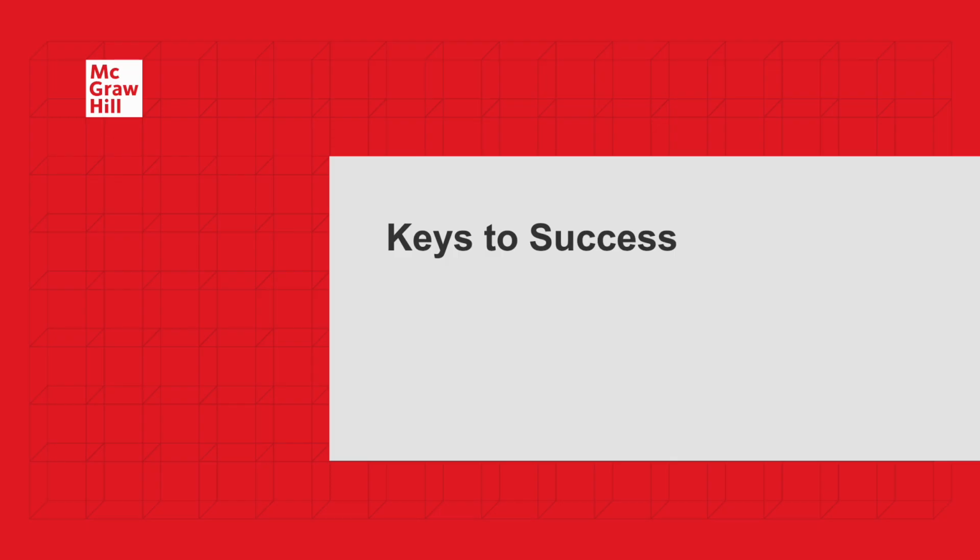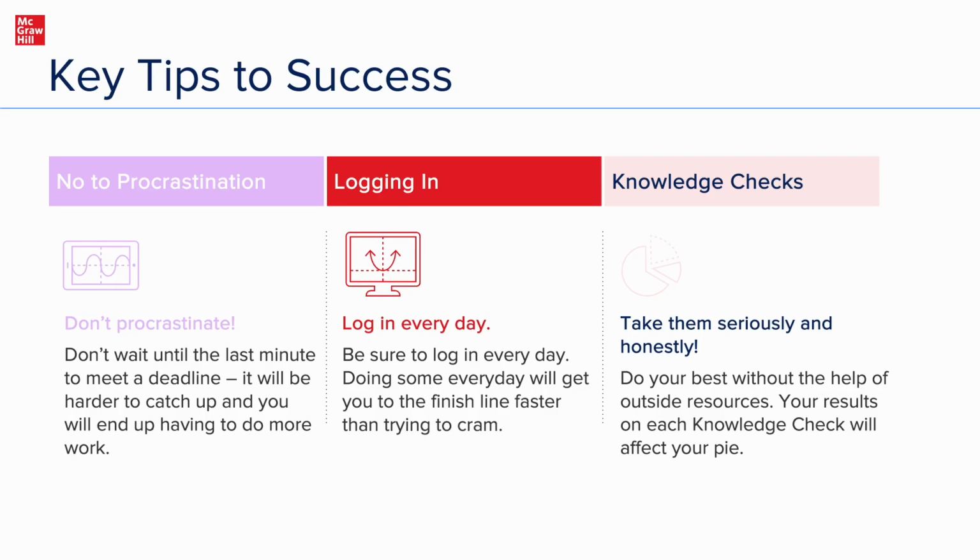There are different ways or keys to success in ALEKS. If you do these things, by the end of the school year, you would be very much successful in achieving 100% mastery in your personalized ALEKS file. Here are just some of the key tips to success in ALEKS. Number 1 would have to be, please do not procrastinate. Please do not wait until the last minute to meet a deadline. You always have your ALEKS timeline and your ALEKS assignments to check on. The thing is, if you wait for the last minute, you would be having a hard time catching up, and at the end of the day, you might end up having to do more work.